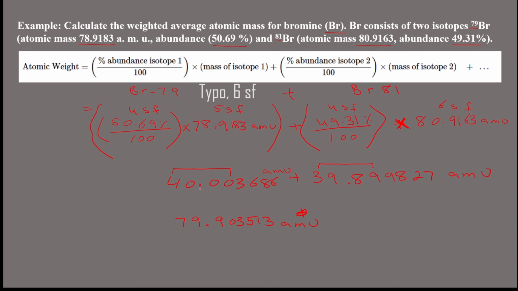Next, you are doing addition. When you are doing addition, you look at the decimal places under this bracket. For this you have 2 decimal places, and here you have 2 decimal places. When you round, you will be rounding to 2 decimal places, and your answer is going to be 79.90 AMU. That's going to be your answer.